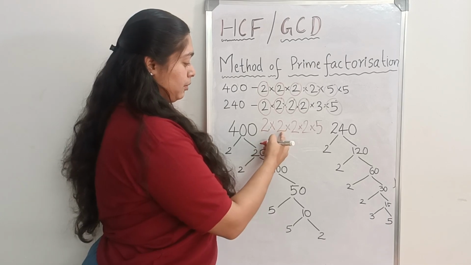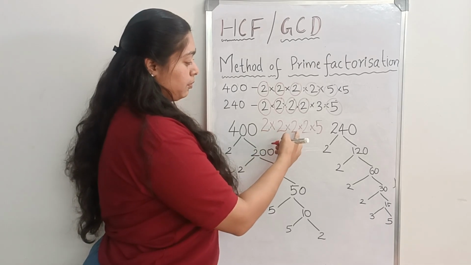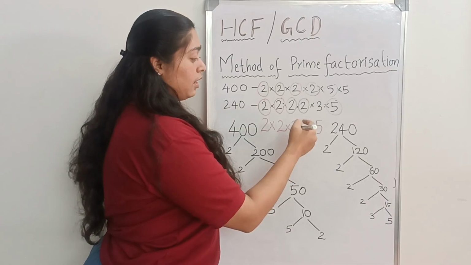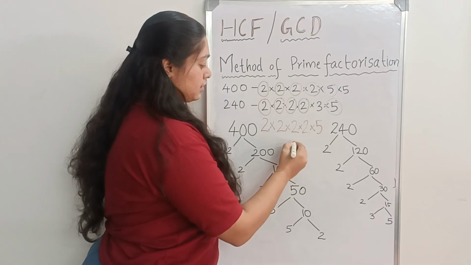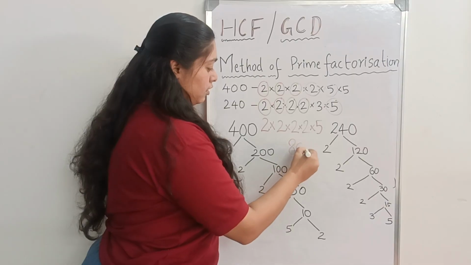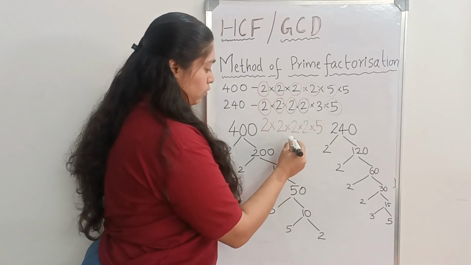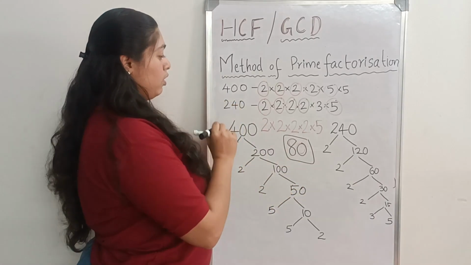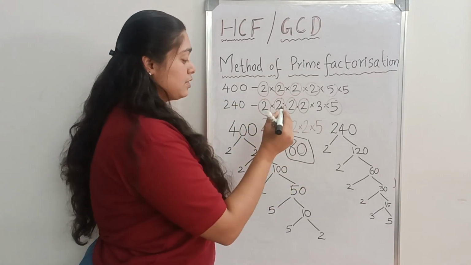Now let's multiply these numbers and get the highest common factor. So 2 multiplied by 2 is 4. 4 multiplied by 2 is 8. 8 multiplied by 2 is 16. And 16 multiplied by 5 is 80. So we know that our highest common factor for 400 and 240 is 80.